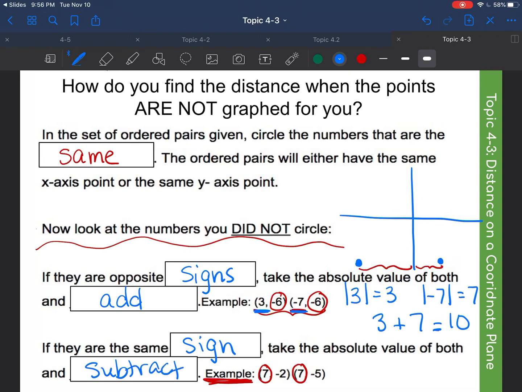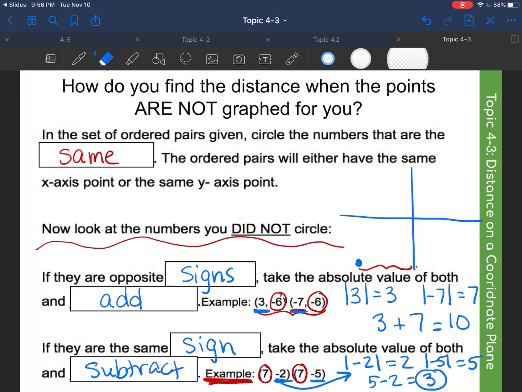So, for example, the absolute value of negative 2, because that's what we're finding. The absolute value of negative 2 is 2. The absolute value of negative 5 is 5, okay? And if we subtract 5 minus 2, we would get 3. So the distance between those 2 points is 3 units. And let me show you what I mean by that, okay?